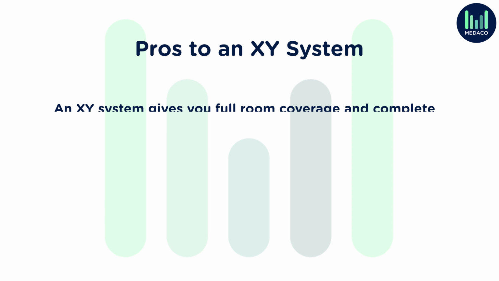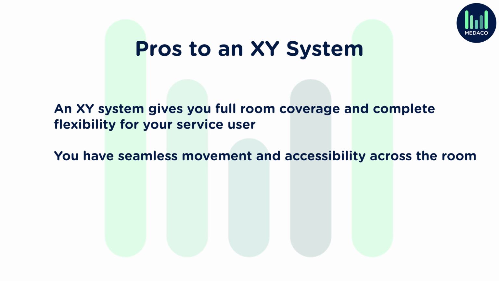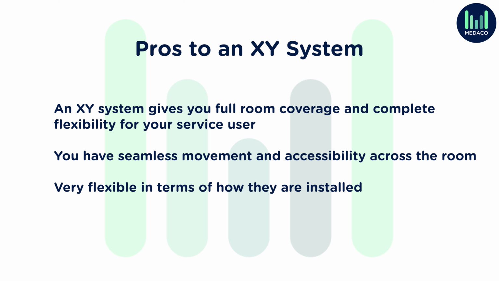An XY system gives you full room coverage and complete flexibility for your service user. With this system, you have a seamless movement and accessibility across the room, and should one of your service users fall, you have the capacity to hoist them up at any point in the room. This system is also very flexible in terms of how they are installed. If you're unable to affix to the ceiling, you can affix to the walls with a post and bracket system, unlike when installing with a straight rail system.